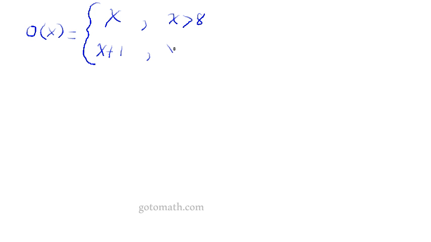o of x is equal to this piecewise defined function that you probably are more familiar with. And let's see, x plus 1 is going to be where its domain is x is less than or equal to 8, and we're asked to find the limit as x approaches the interesting number 8 of the function o of x.